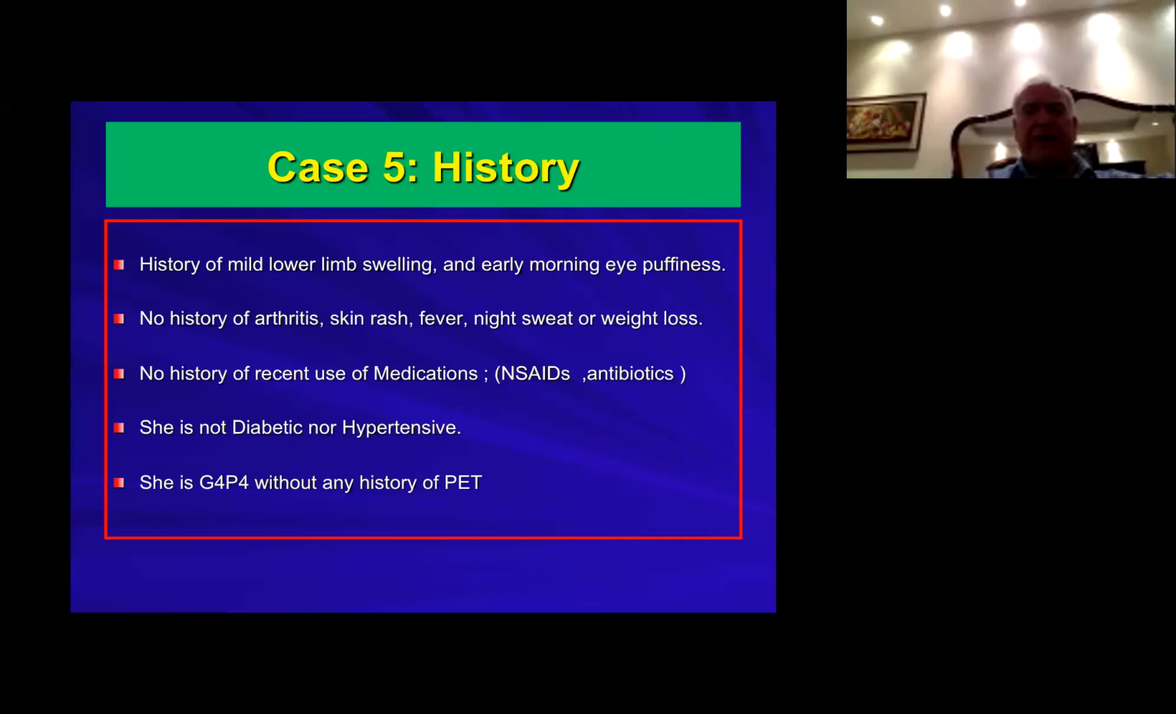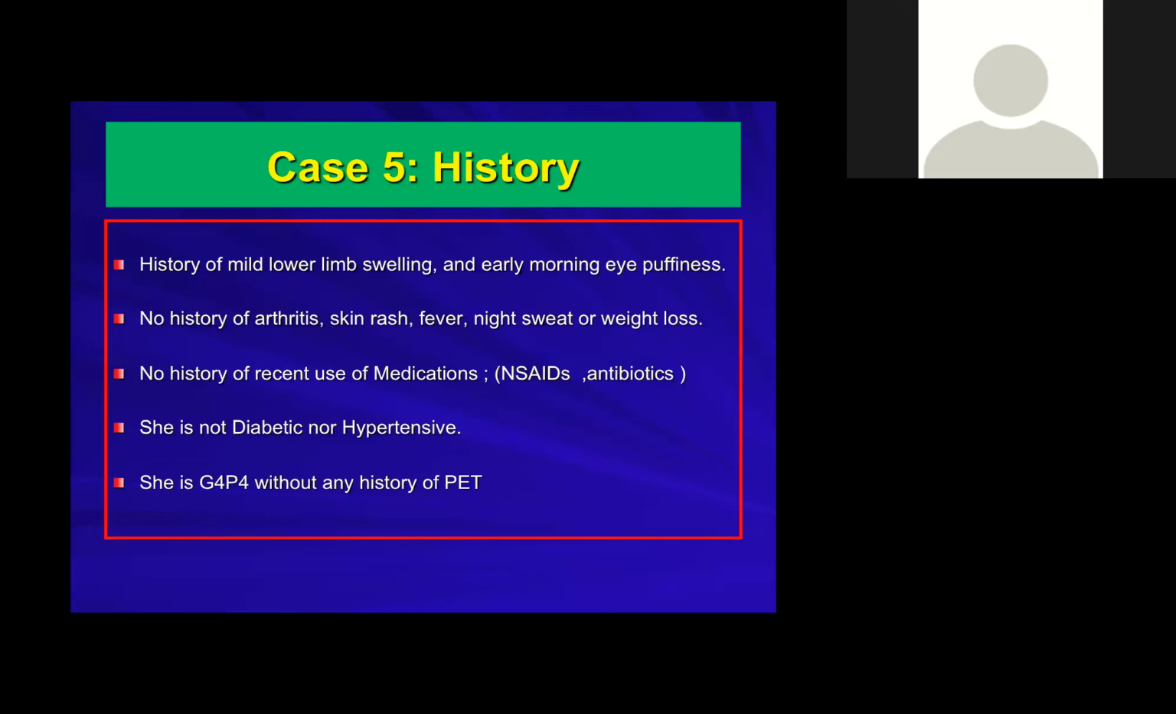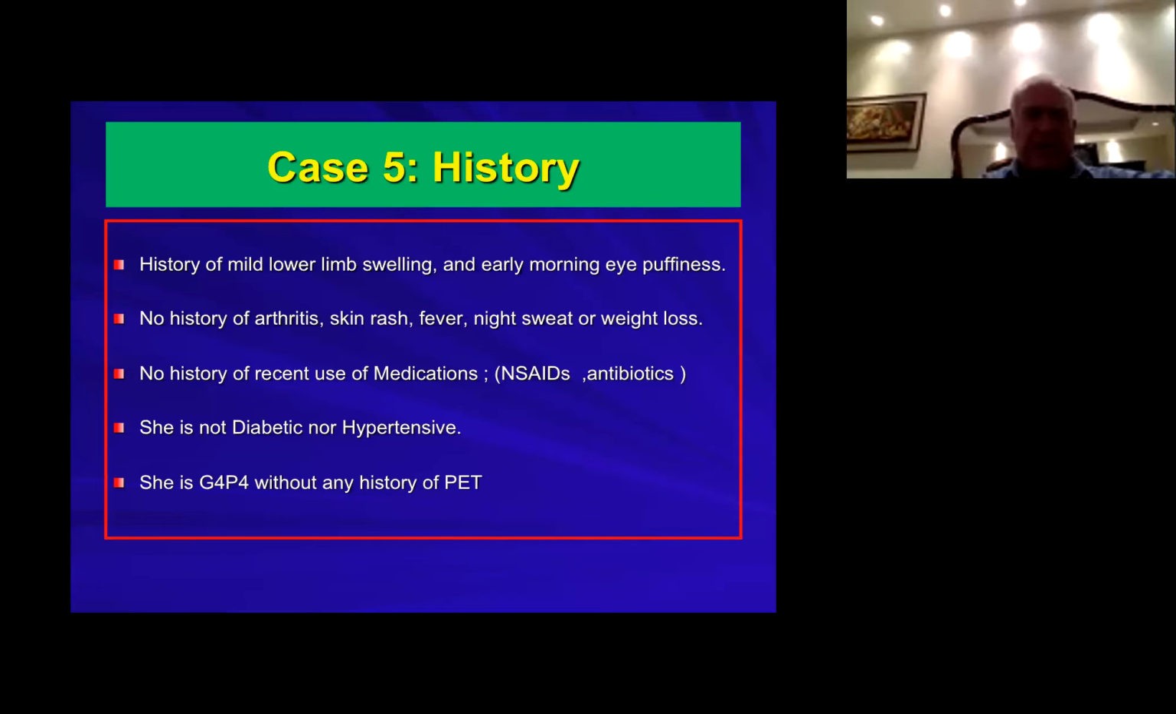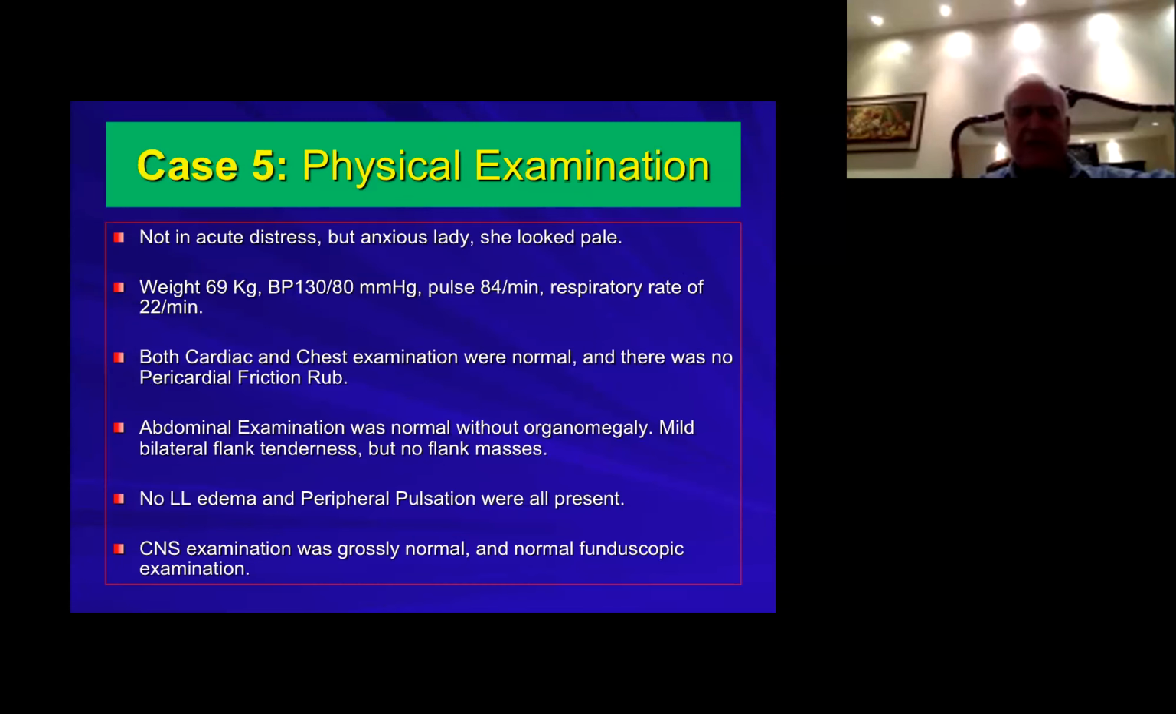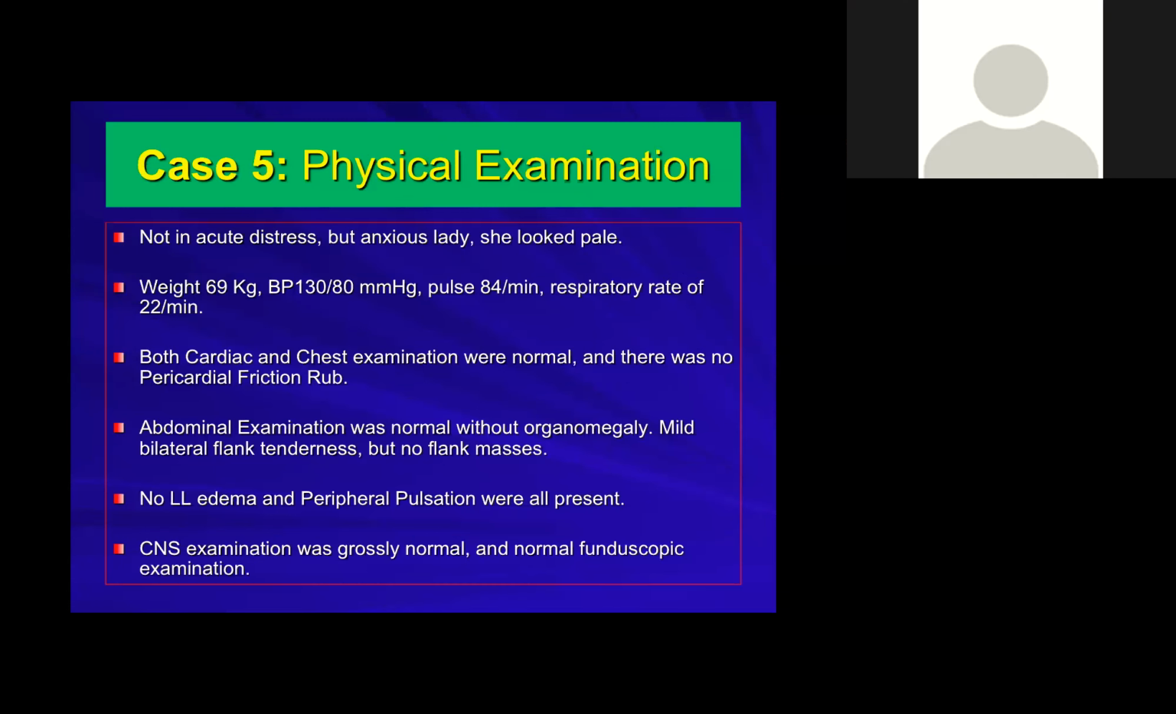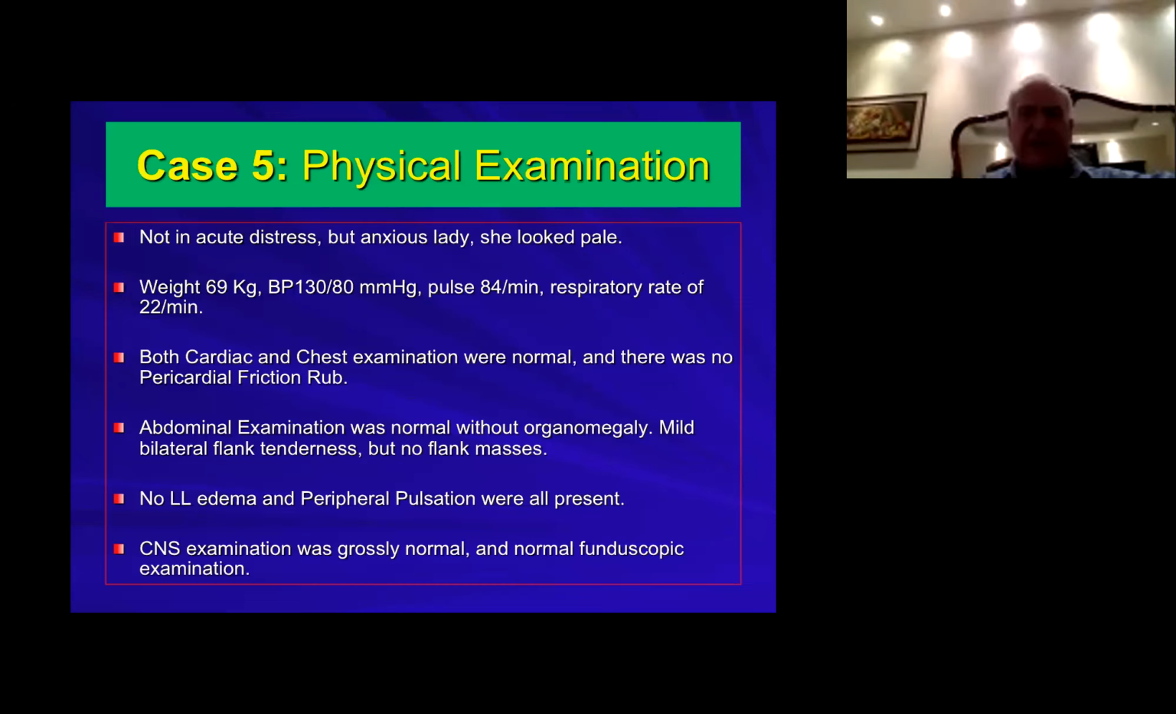Mild lower limb edema, early morning puffiness. No history of arthritis, rash, fever, night sweats, or weight loss, and no history of recent medication. She's not diabetic or hypertensive. Gravida 4, Para 4, without any history of pre-eclampsia. Not in acute distress, normotensive, cardiac exam normal, no murmur.